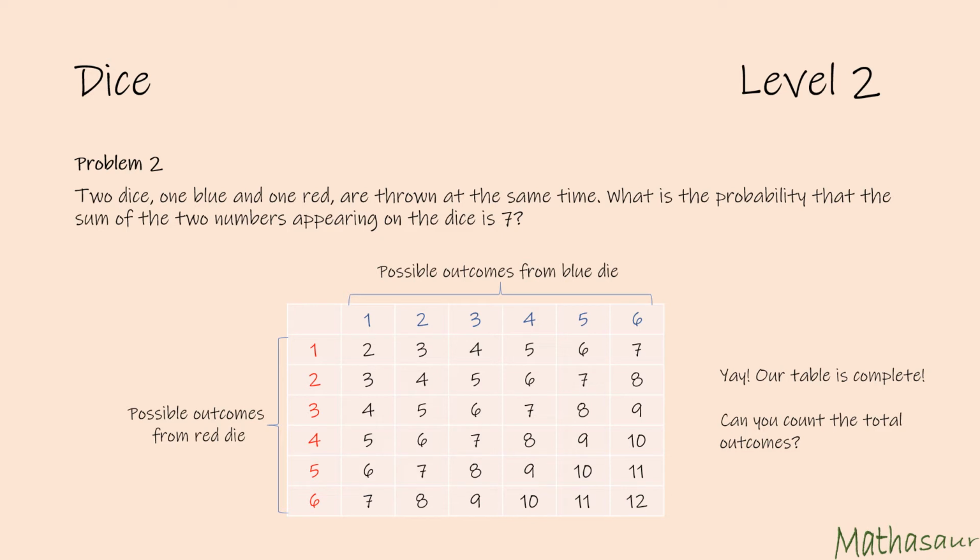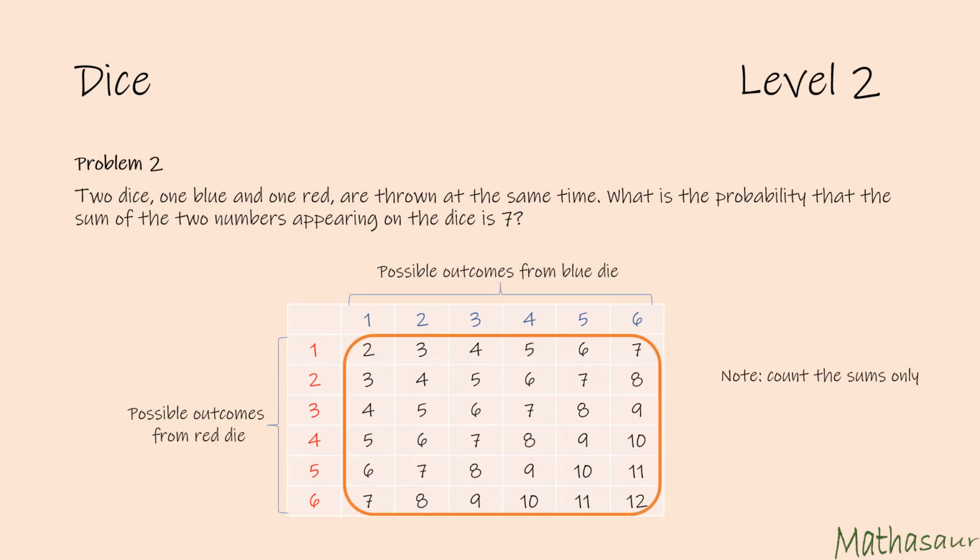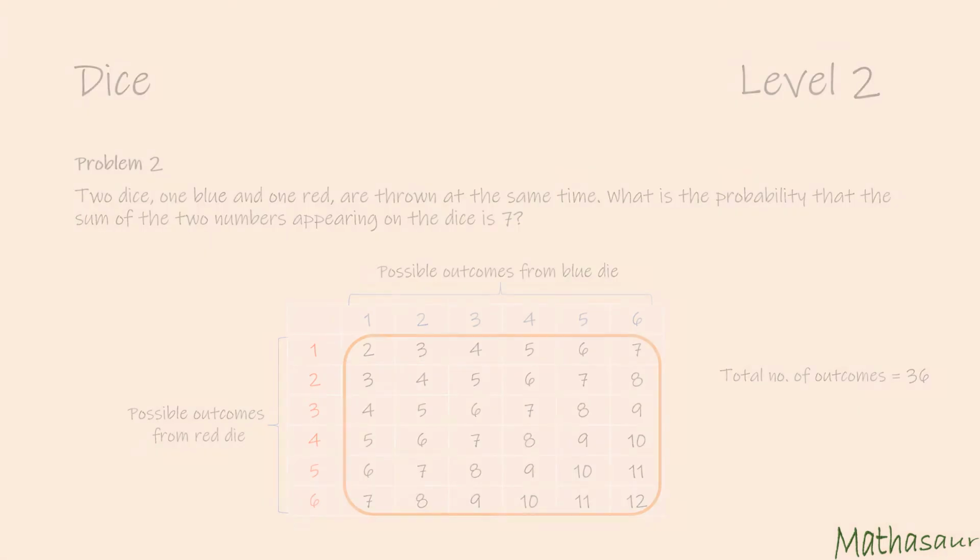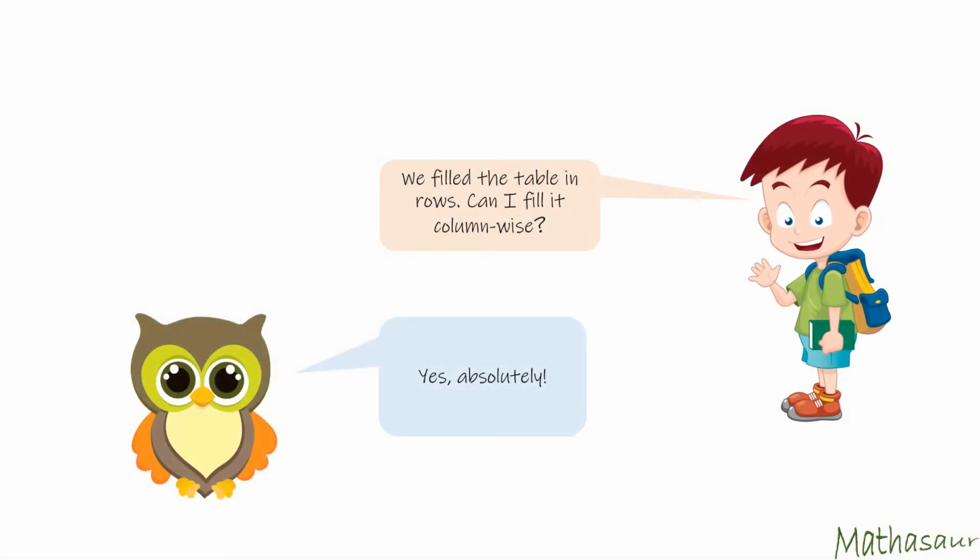Can you count the total number of outcomes? Let me remind you that we only have to count the sums this time. We don't have to count the individual outcomes of the dice. So there are a total 36 number of outcomes. We filled the table in rows. Can I fill it column wise? Yes, absolutely.